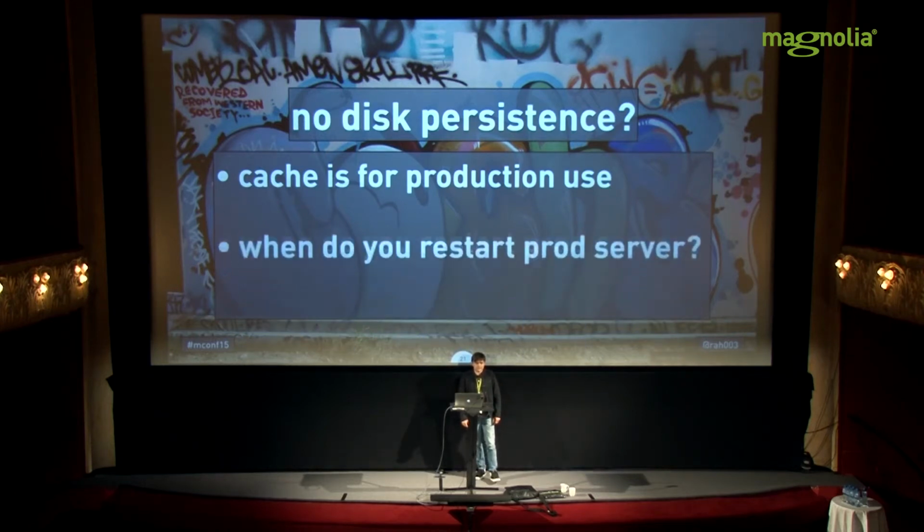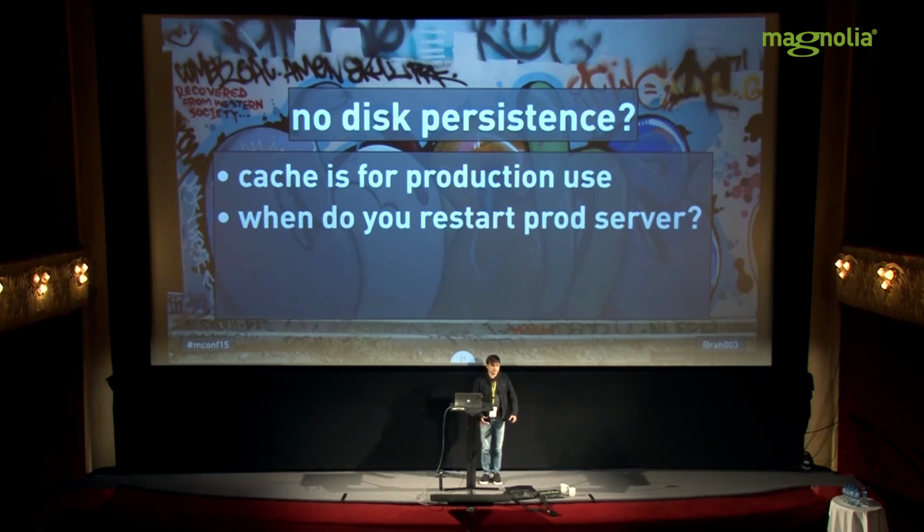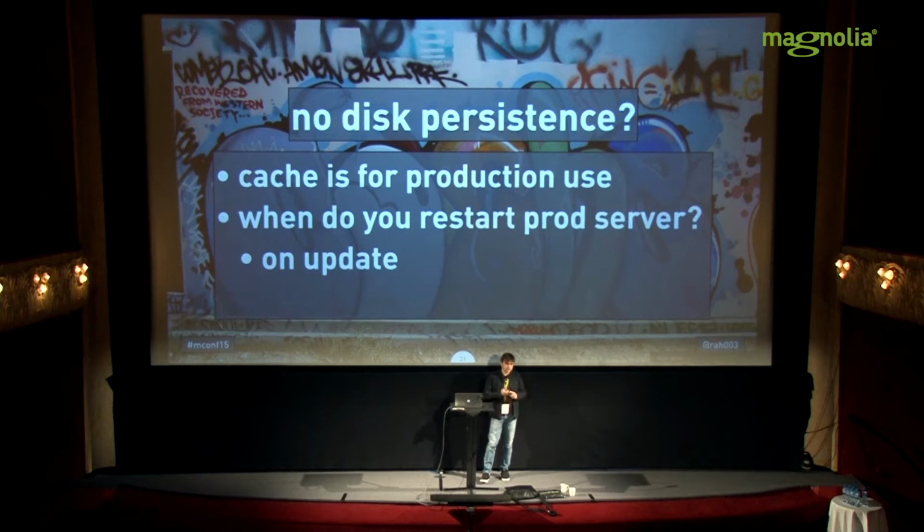And when you actually restart the production servers, this is where you need the persistence, right? So there are pretty much only two cases when you should be restarting your production server. One is on update, and if you didn't know that before, what we do on update, we force flush the cache anyway, because you have changed your Java code, you have changed your templates, you have changed configuration, we don't know what happened to the system, so the danger of cache becoming obsolete, becoming stale is too high, so we force flush the cache anyway.